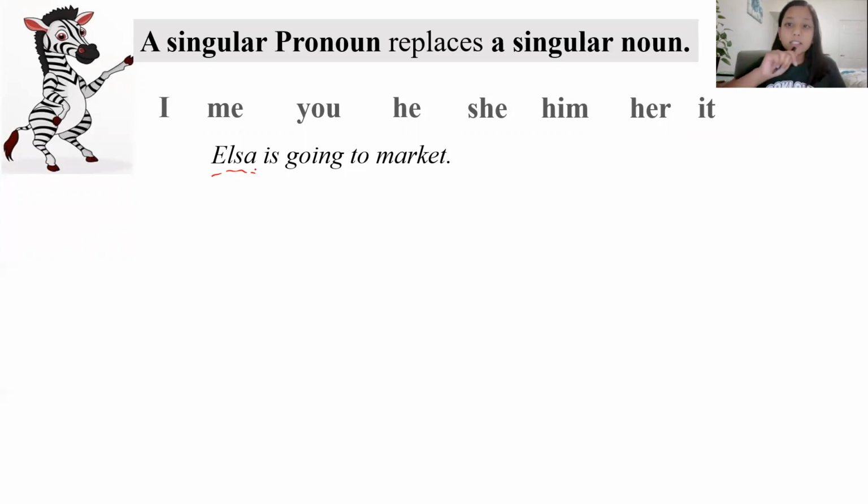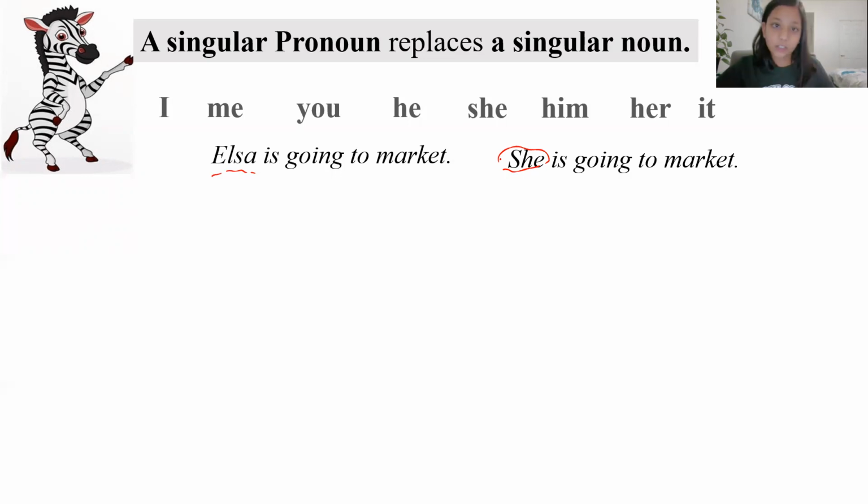So Elsa is a singular noun because it's only one person. So if it's a singular noun, we have to replace it with a singular pronoun. What should we use? Yeah, we should use she is going to the market. She refers to Elsa, and she is also a singular pronoun. It refers to one person, and that one person is Elsa.